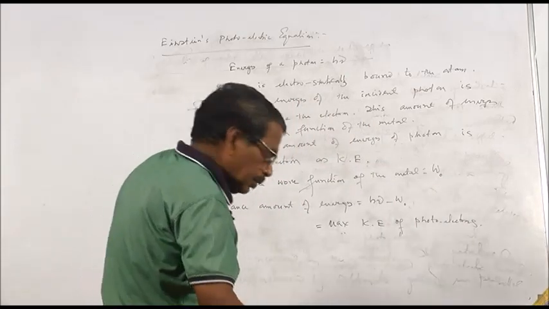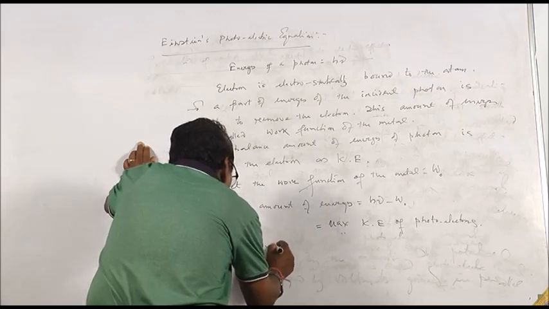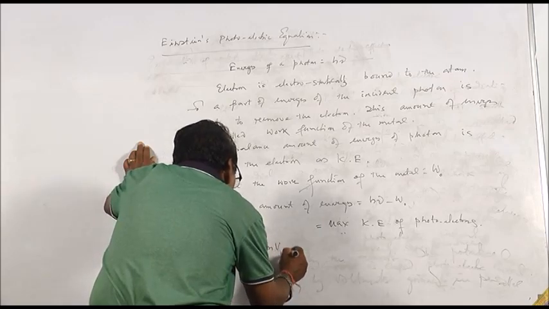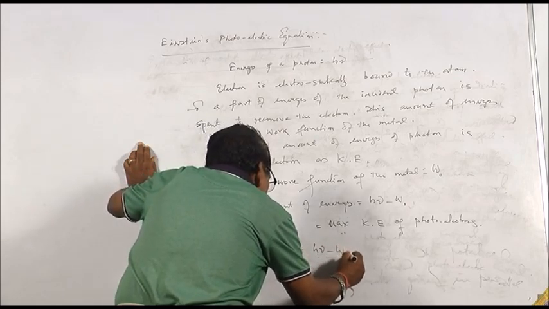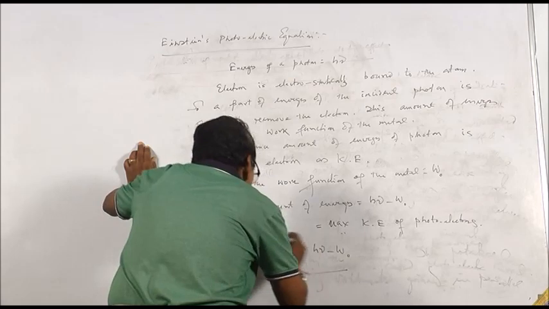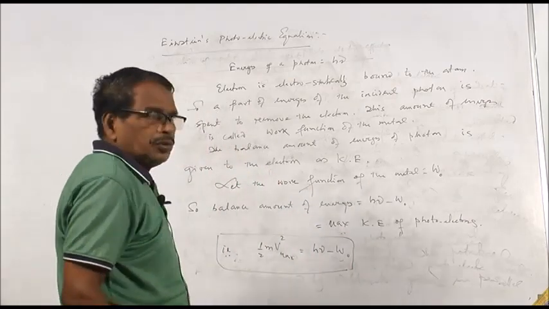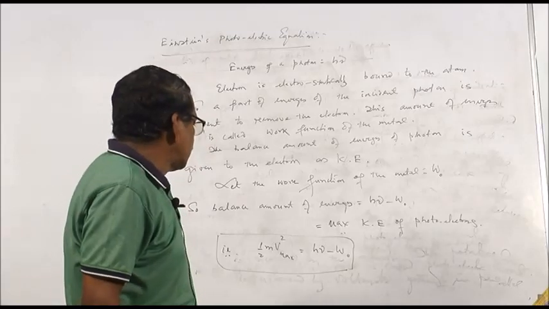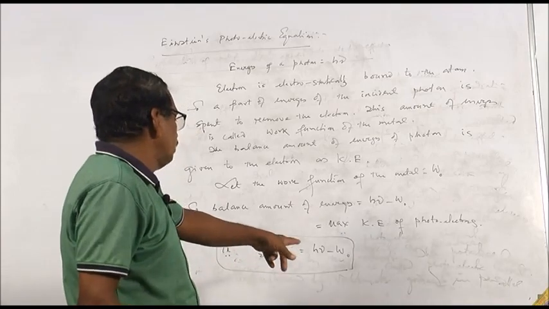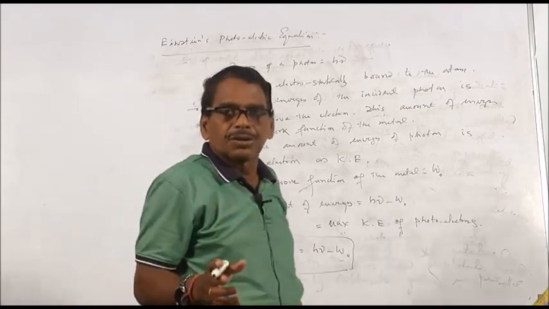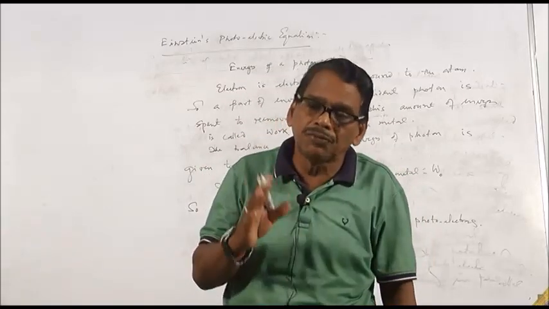Mathematically, you can write half m V max square is equal to h nu minus W0. Here m is the mass of the electron and V max is the maximum velocity. This equation is called Einstein's photoelectric equation, for which Einstein was awarded the Nobel Prize.